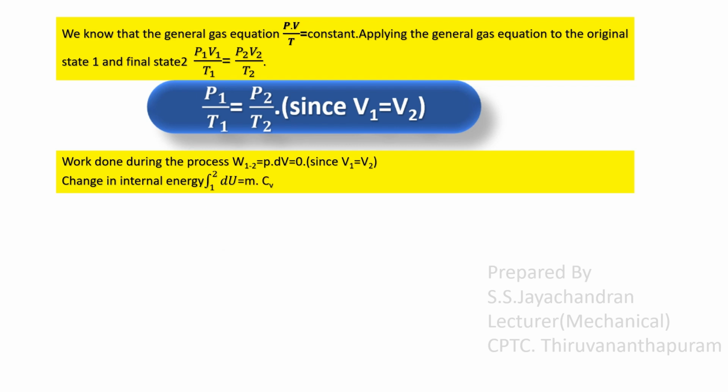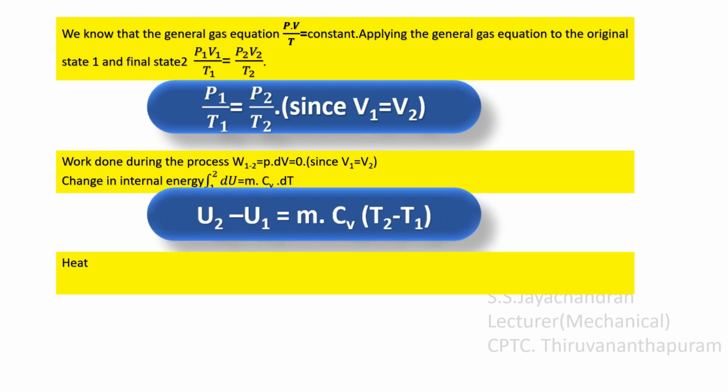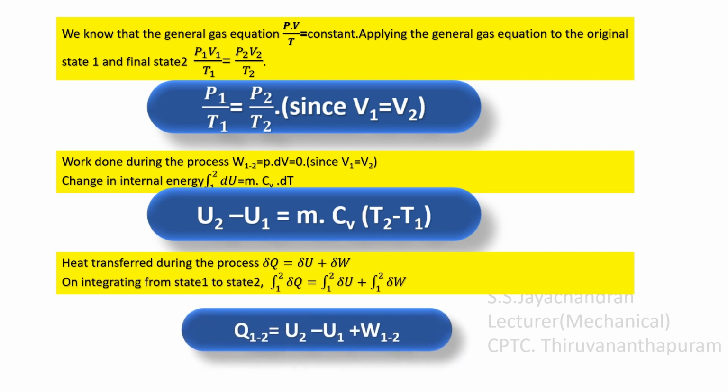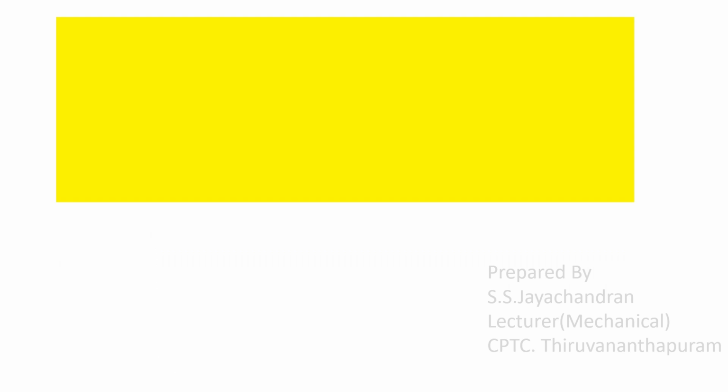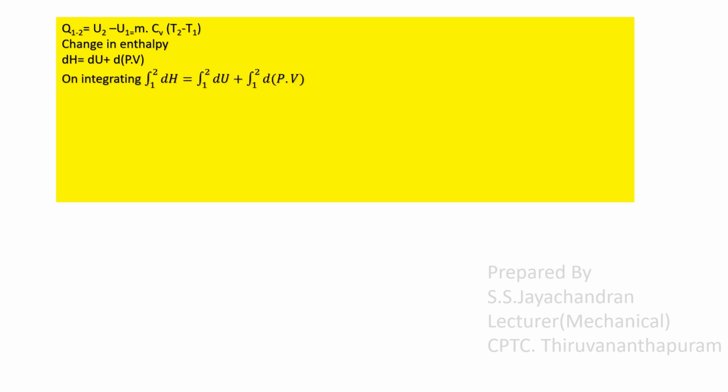Since there is no volume change, the work done by the process is zero, and applying the first law of thermodynamics, change in internal energy equals m into Cv into (T2 minus T1). Since work done is zero, according to the first law of thermodynamics, heat transfer during this process equals the change in internal energy.